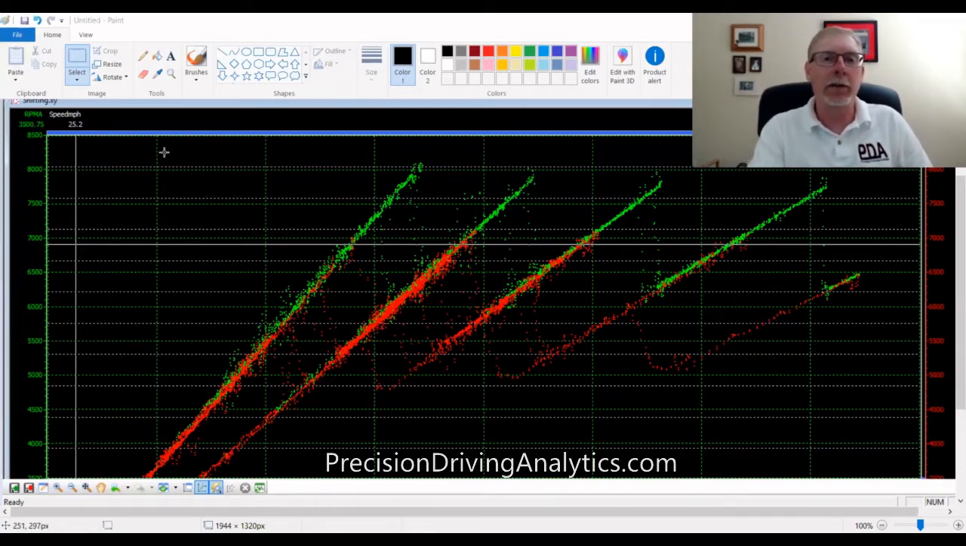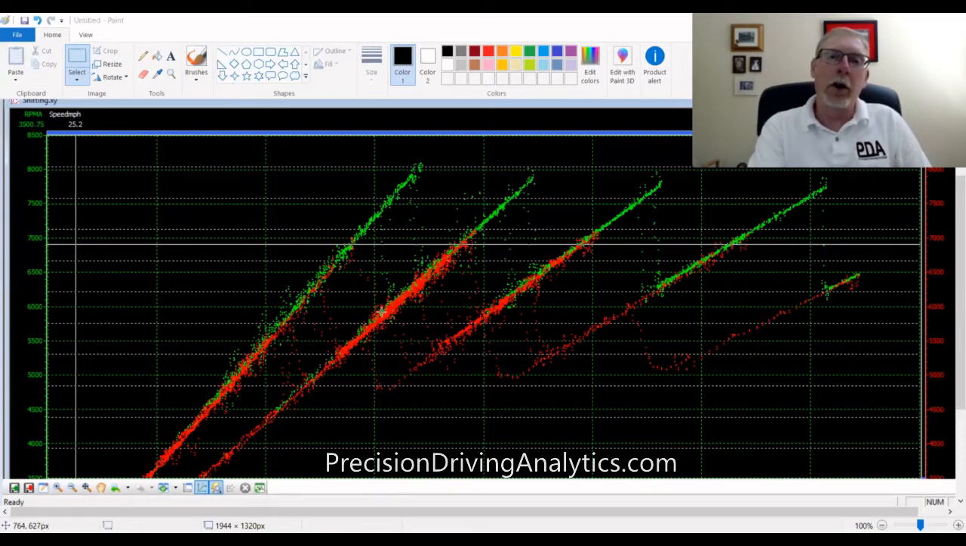This graph is a scatter plot with RPMs on the y-axis and speed on the x-axis, and all the green dots are the RPMs when the driver is greater than 75% throttle, and all the red dots are the RPMs when the driver is decelerating. And these are all gears. So this one is third gear, fourth, fifth, sixth, and seventh.